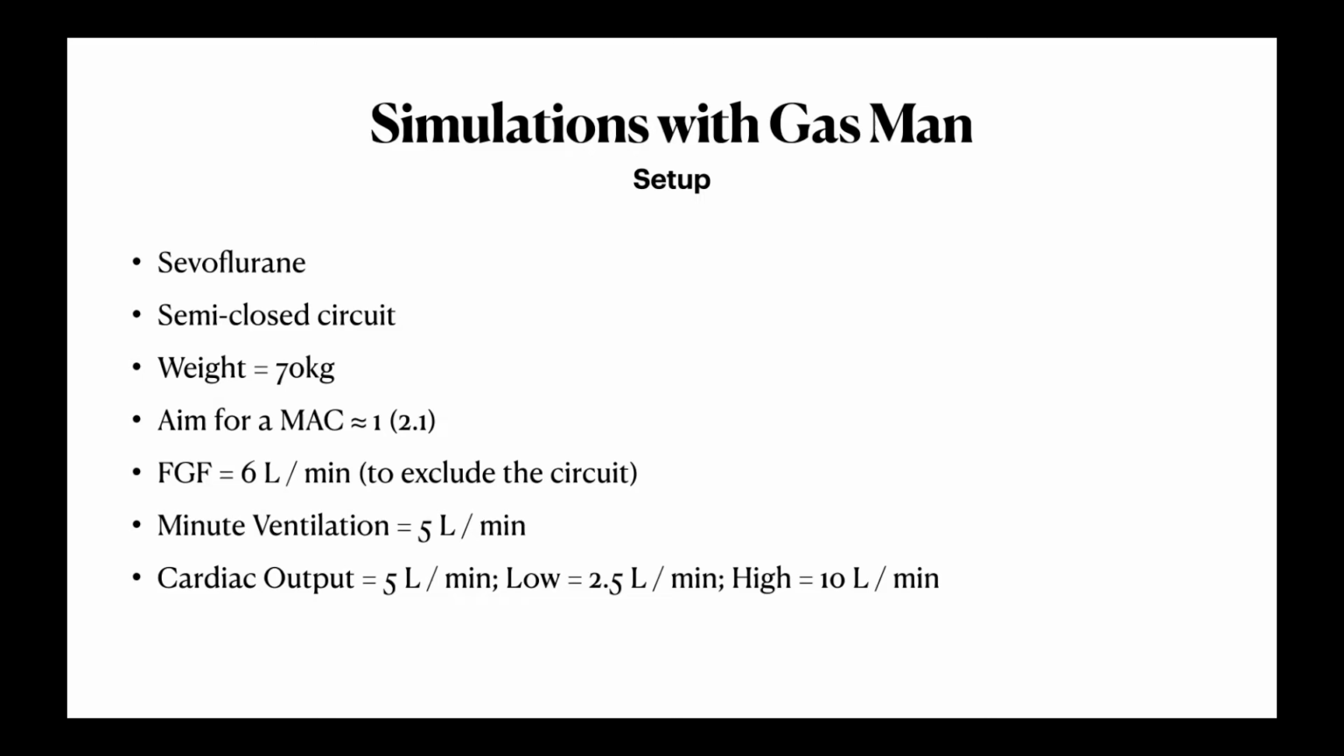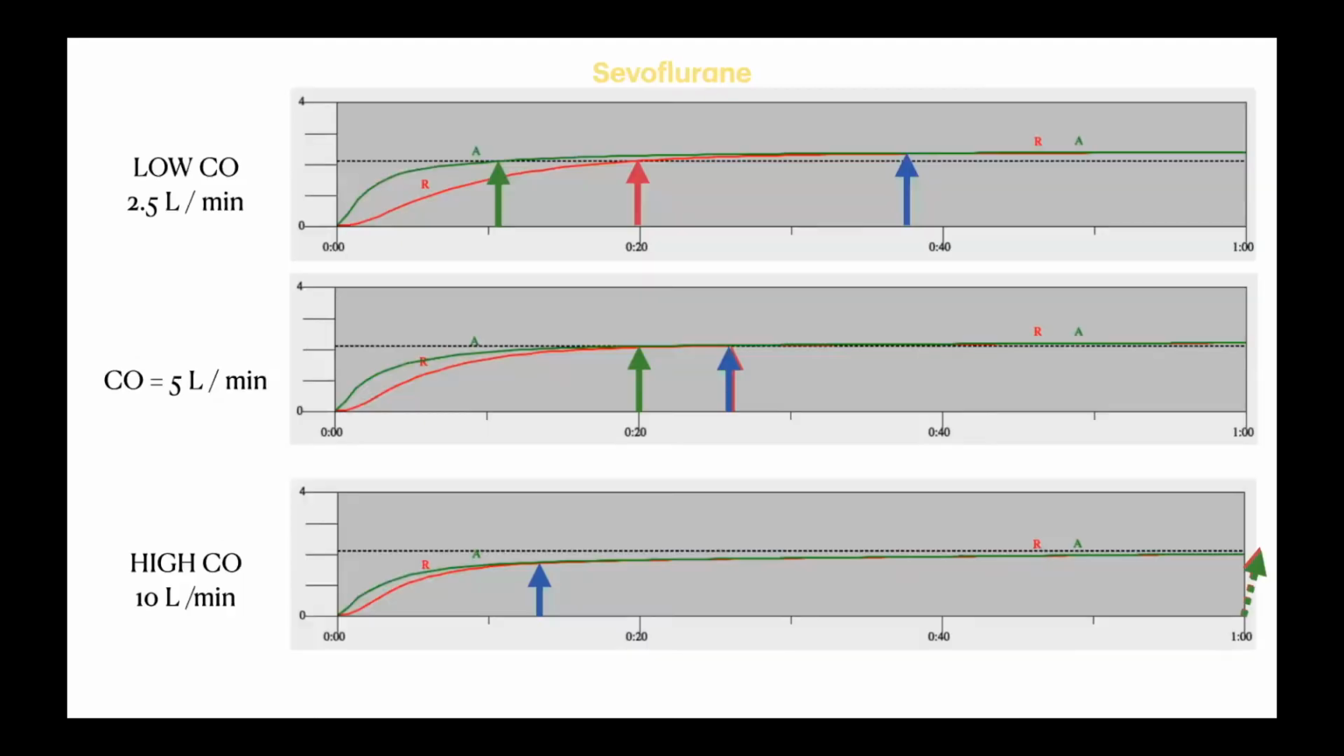And what I've done is I've set variations of the cardiac output. So we've got normal cardiac output at 5 liters per minute, low cardiac output at 2.5, and high cardiac output at 10. Now, these are the results here. And what we can go through is, at each point, what all these different arrows mean.